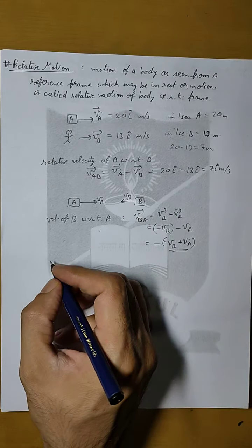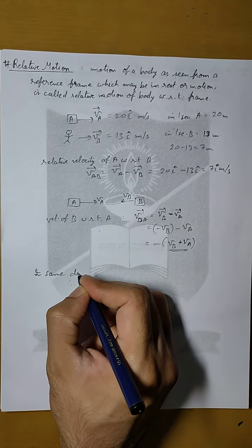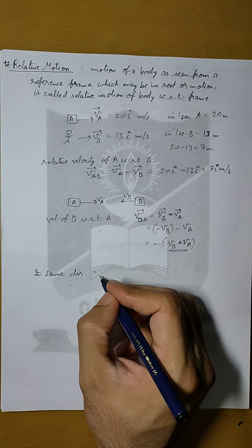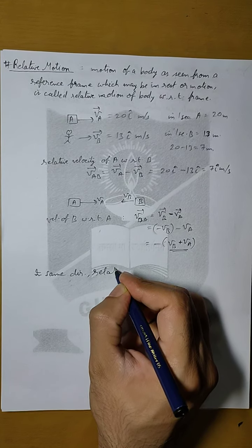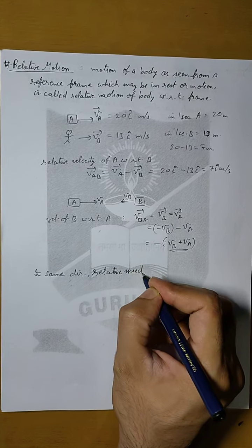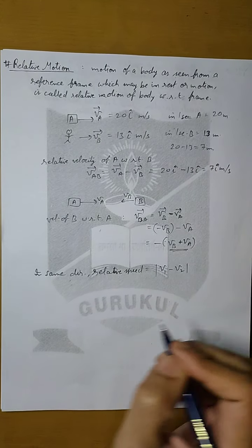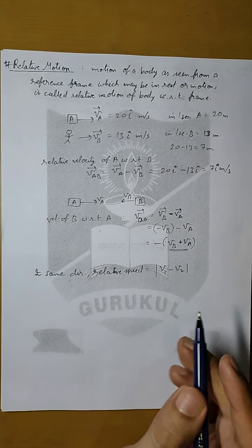So in summarization, we can write that if bodies are moving in the same direction, the relative speed can be written as v1 minus v2, and we can take the modulus.